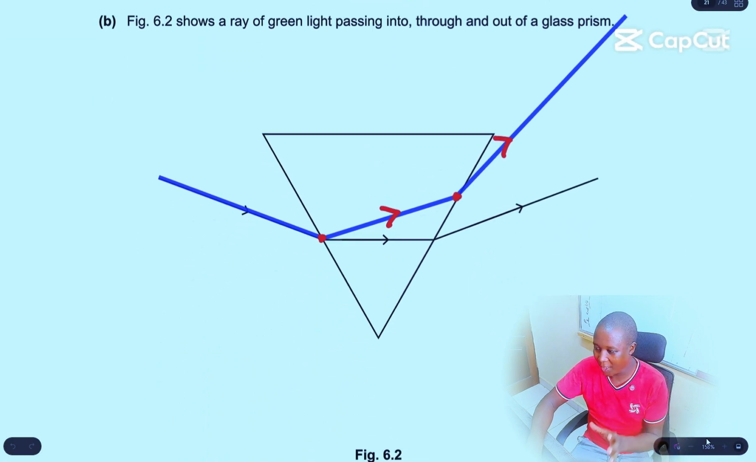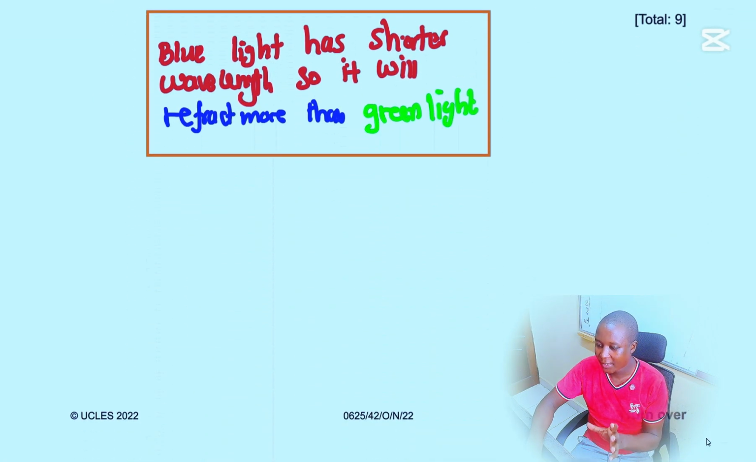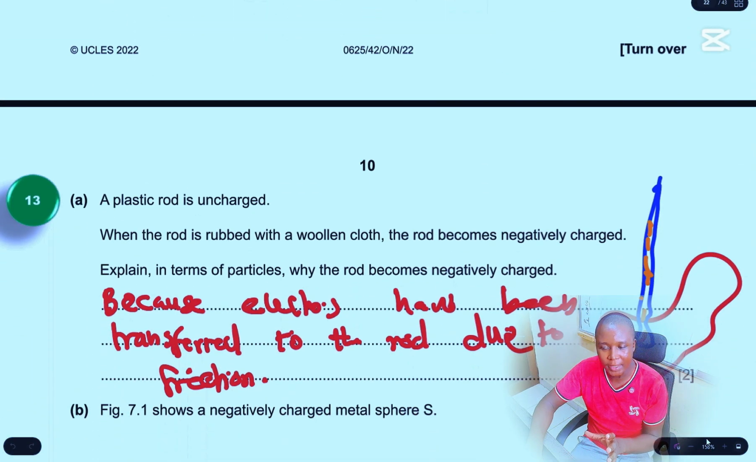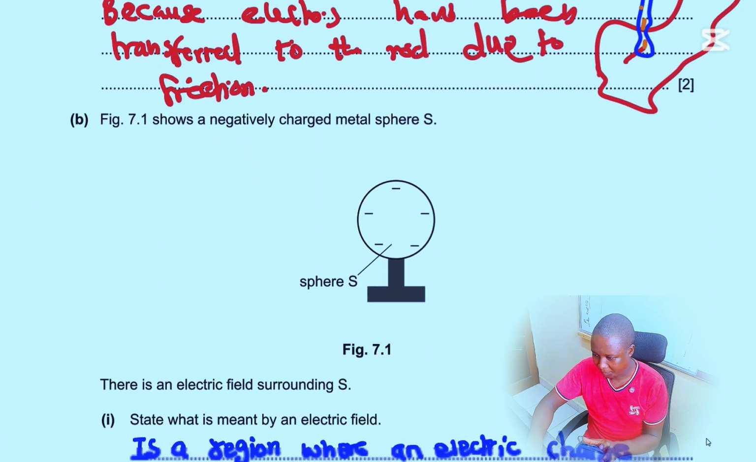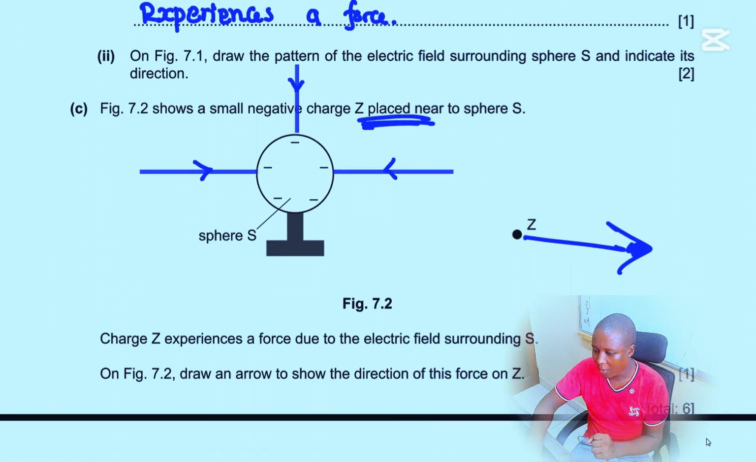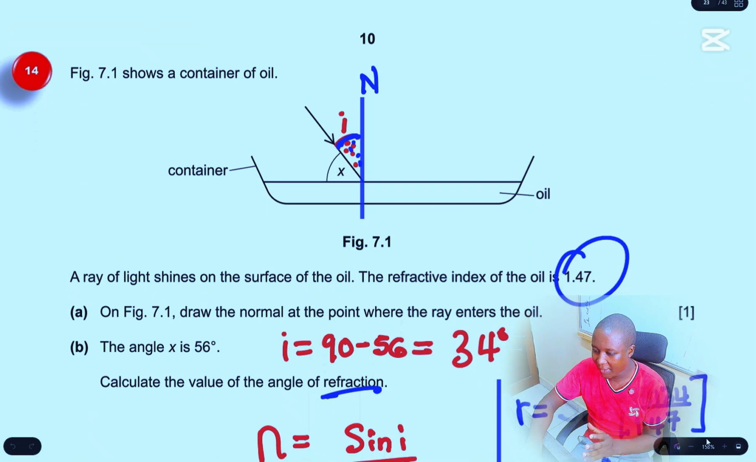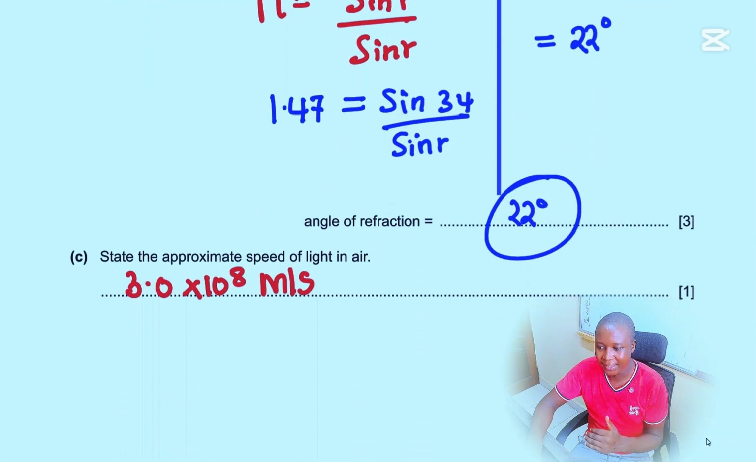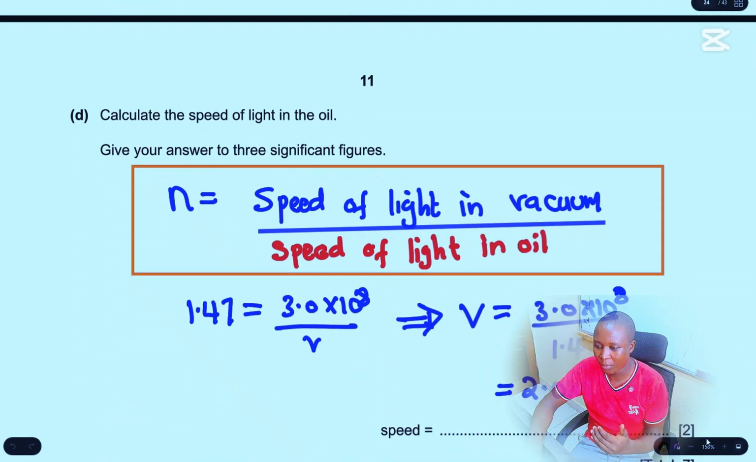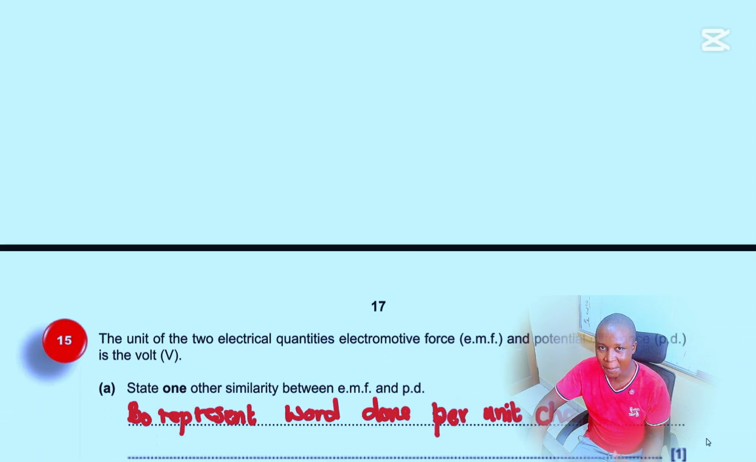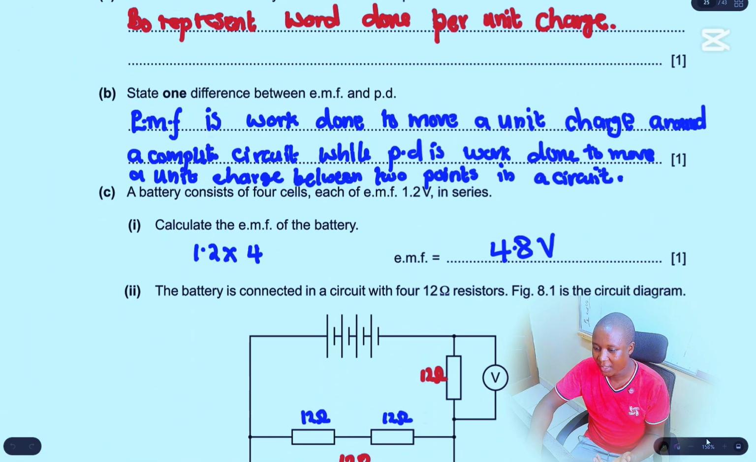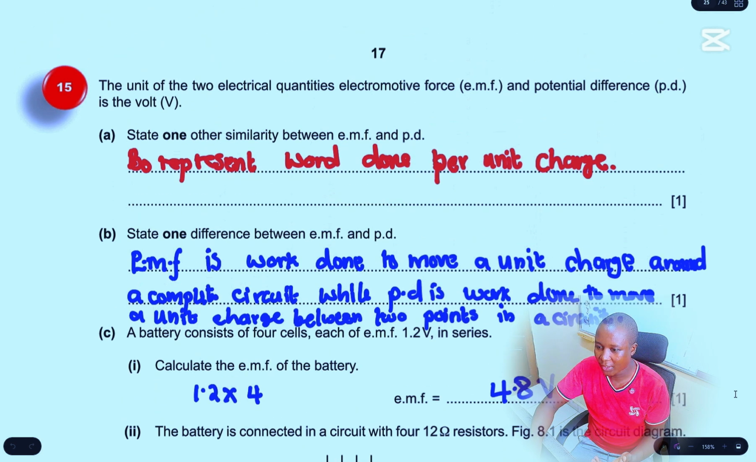Because it will be tested. Electricity is a concept that you'll not miss to look at. All right, so going down to electricity, the first section you need to understand is how to define electromotive force, EMF, and the PD, which is the potential difference.